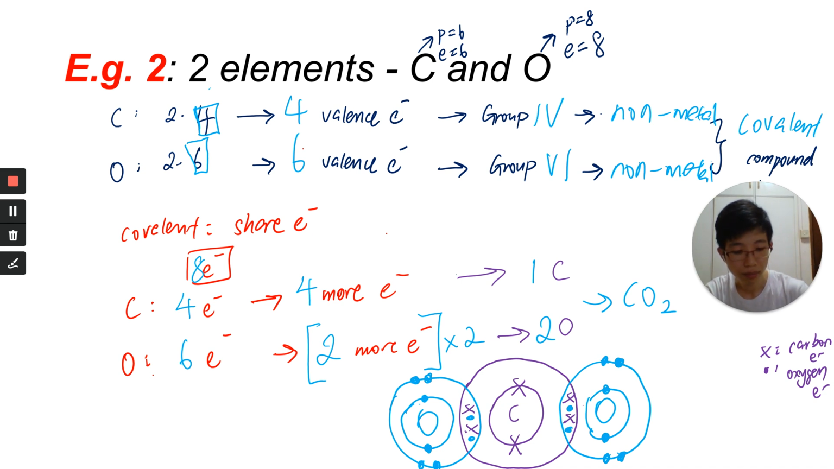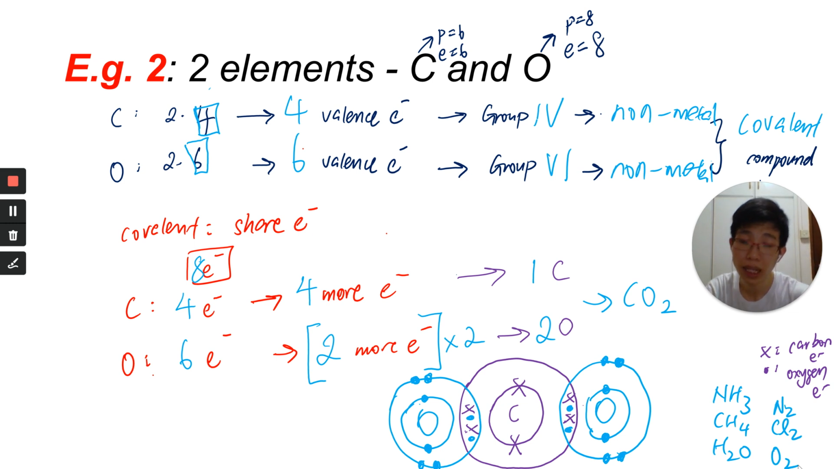There are other dot and cross diagrams that you need to consider also. For example, NH3, CH4, H2O, and so on. These are some of the covalent compounds that you have to learn how to draw. For example, N2, chlorine, Cl2, oxygen, O2. Once you have understood the process of drawing this diagram, you'll be able to apply these same concepts onto other covalent compounds. You will work the same way as well.